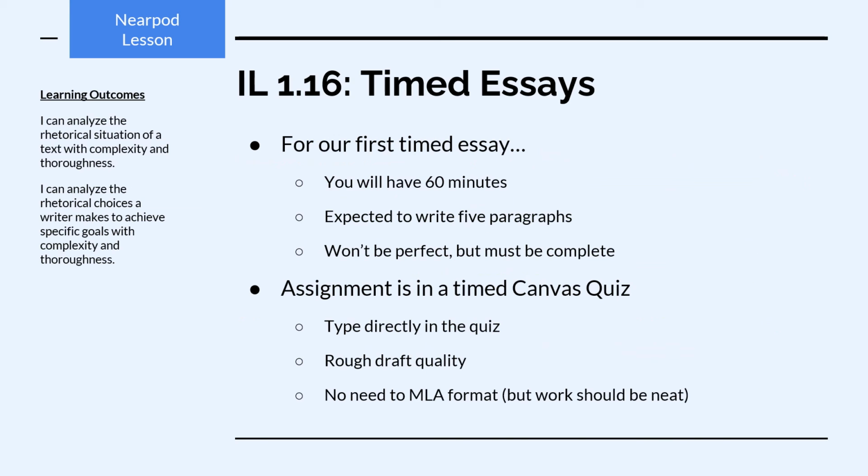For your first timed essay, you'll be given 60 minutes. You're expected to write all five paragraphs, and just know up front, I don't expect this to be perfect, but I expect it to be complete. The assignment itself is a timed Canvas quiz. You want to type directly in that quiz. Remember, you're shooting for rough draft quality. No need for MLA formatting, but just make sure your work looks neat. It needs to resemble an essay by the time you're done.